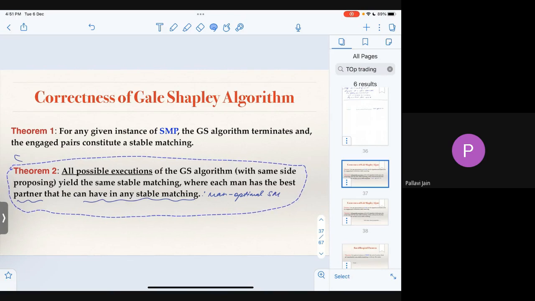So to get back to this, can we show that all possible executions of the Gale-Shapley algorithm will always result in a matching where each man has the best partner that he can have in any stable matching?